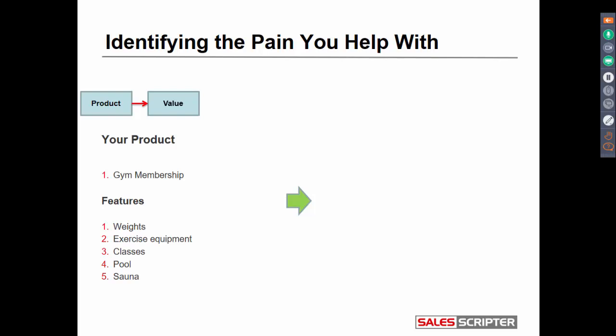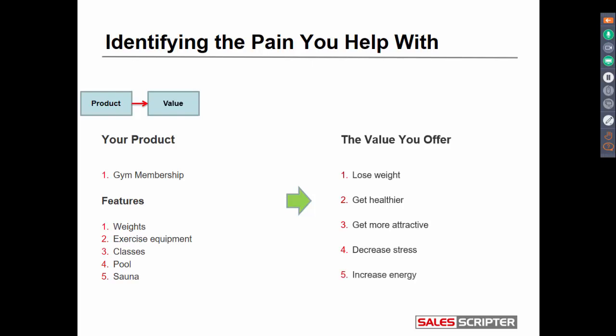So let me think about someone trying to get into better physical shape, maybe someone trying to lose a little weight. If they use these different features, the benefits they'll realize are that they might lose some weight. They might get healthier. They might become more attractive if they get more in shape. They might decrease the level of stress they're experiencing in their life. They might have more energy. Actually working out might give them more energy instead of feeling fatigued.